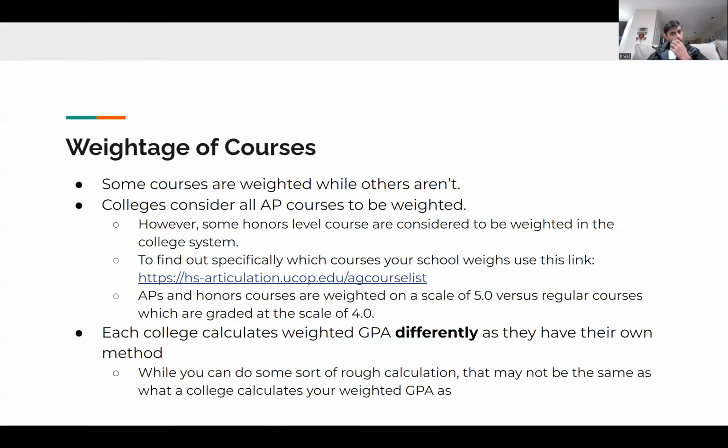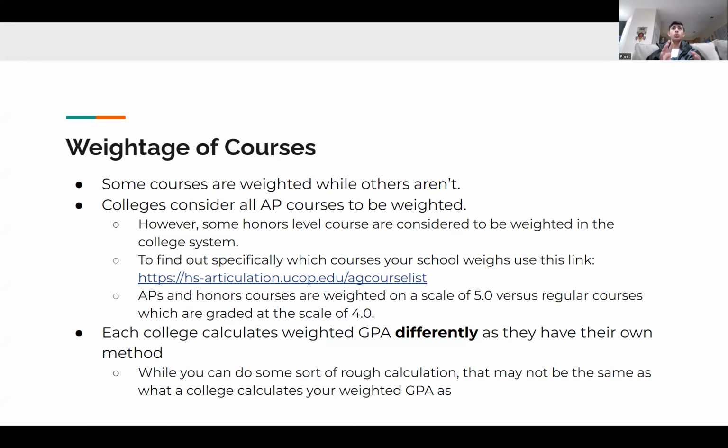All right, let's dive right into it. We'll start with the weightage of courses. Some courses are weighted while others are not. And all AP courses are weighted. Any AP course by the University of California, all of them are weighted, including some honors courses, which are also weighted in the college system.